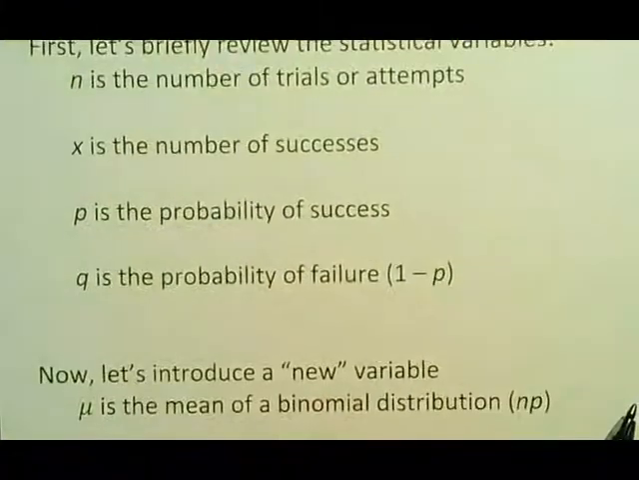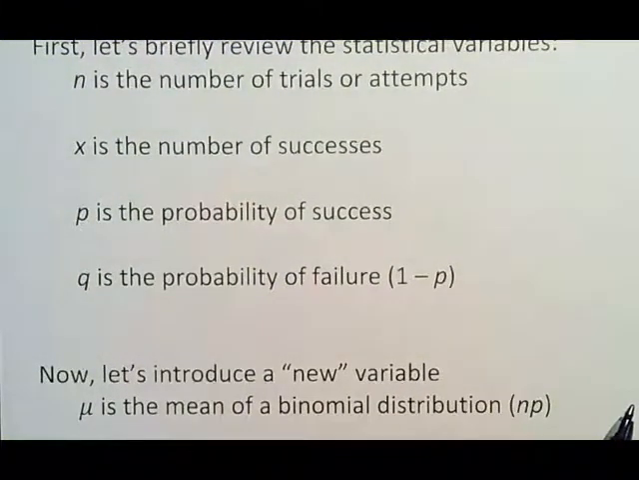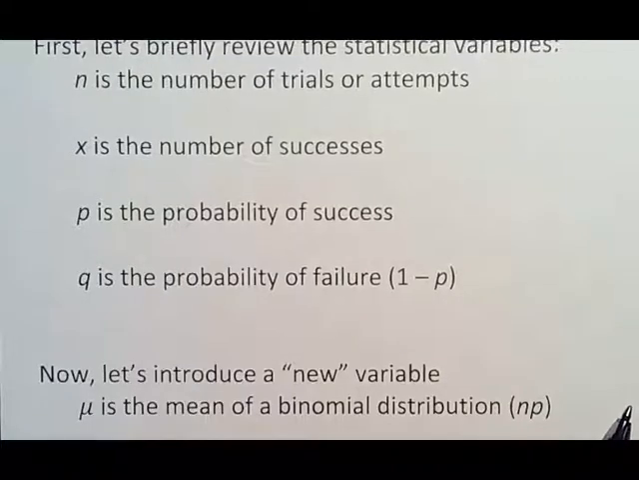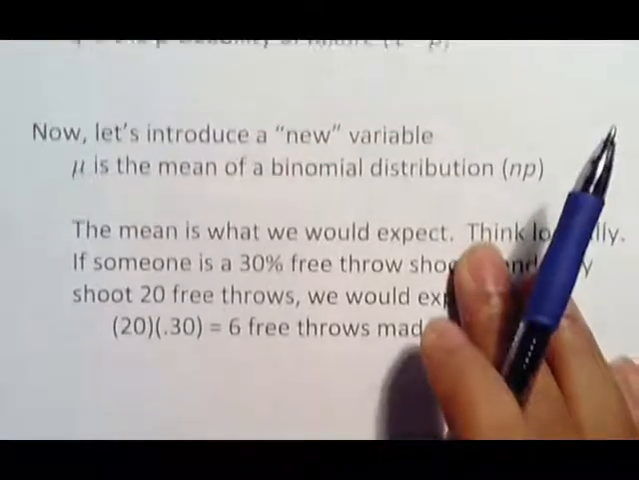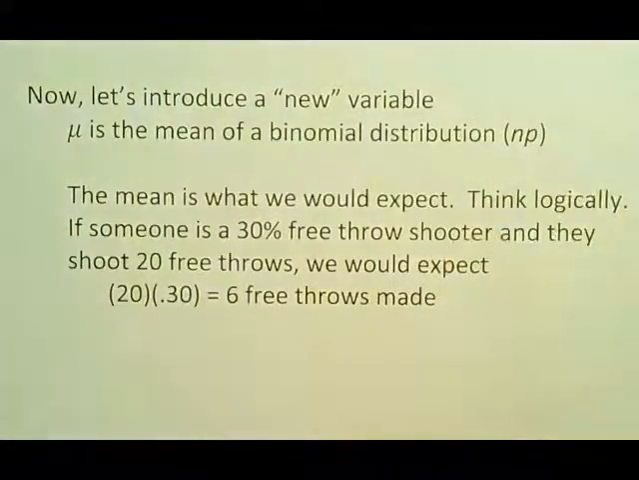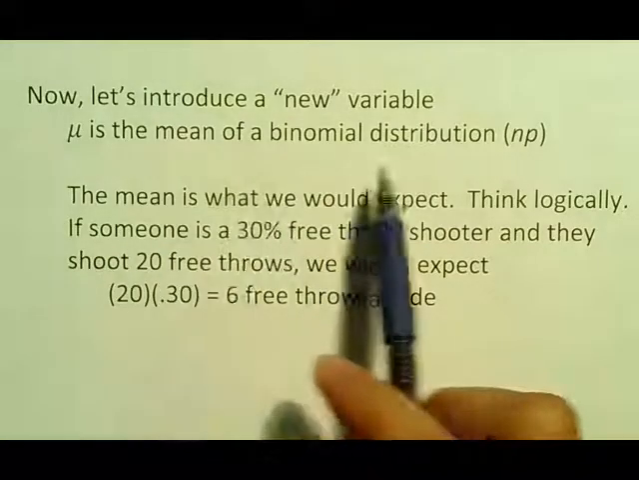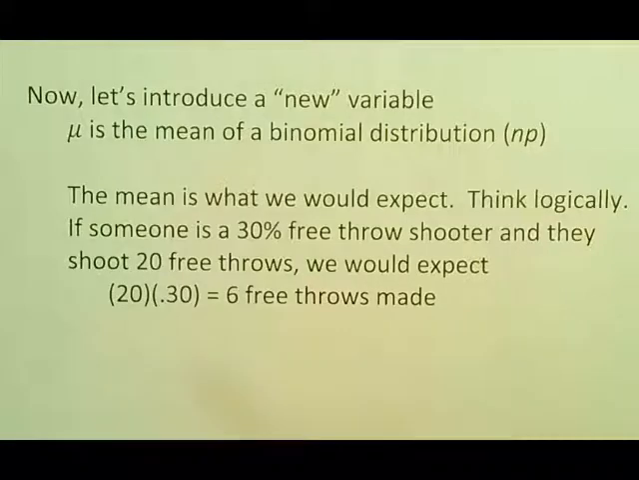So those four variables you might want to write down if you don't know what they are, not a long writing, but just a brief summary of what they mean. So let's introduce the new variable, which I believe is called mu. Again, I should have reviewed this, but it is the mean of a binomial distribution. It is found by multiplying n and p.